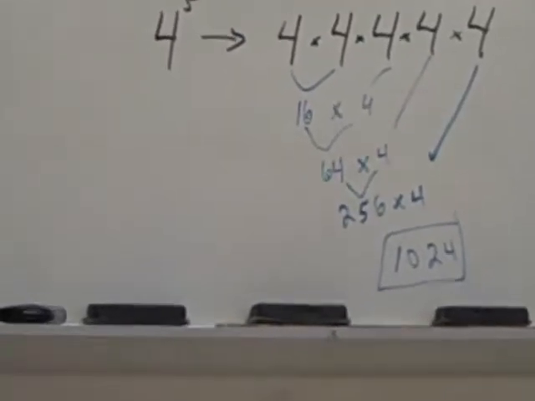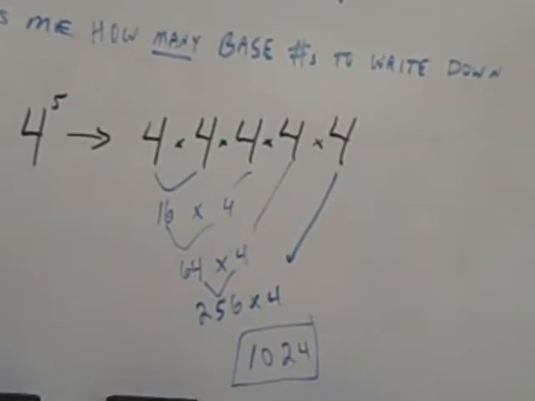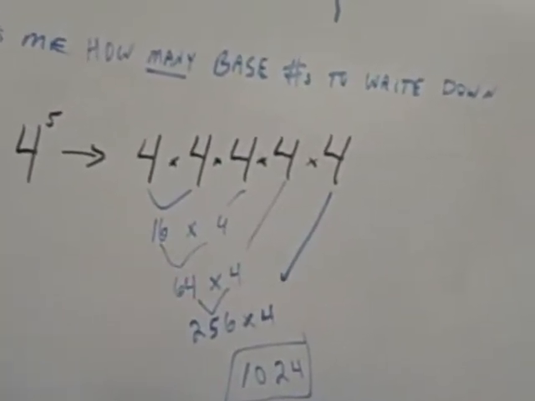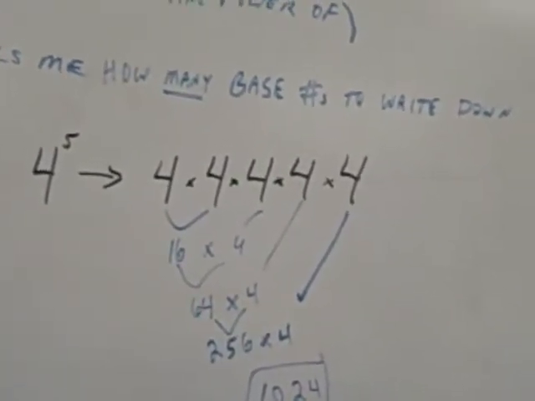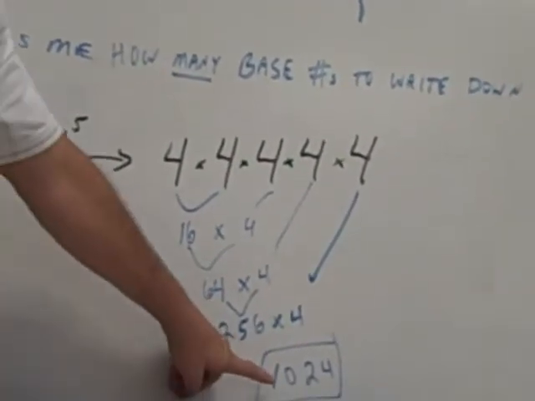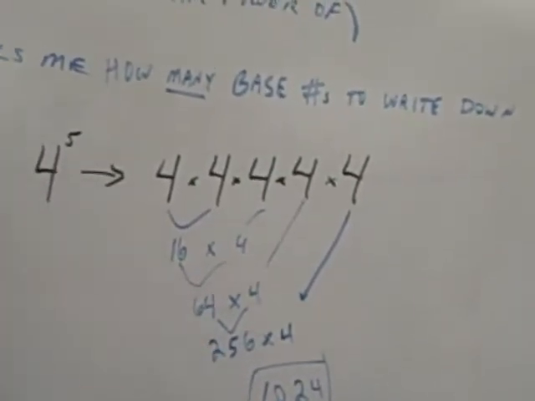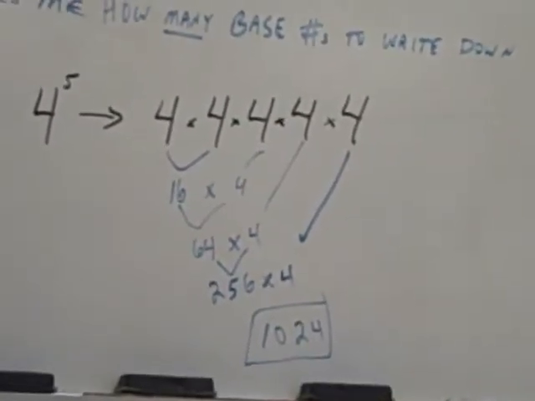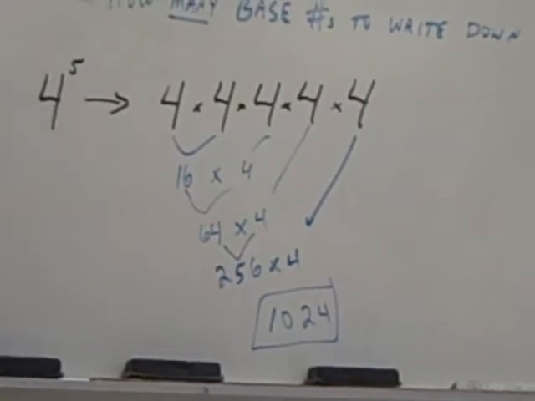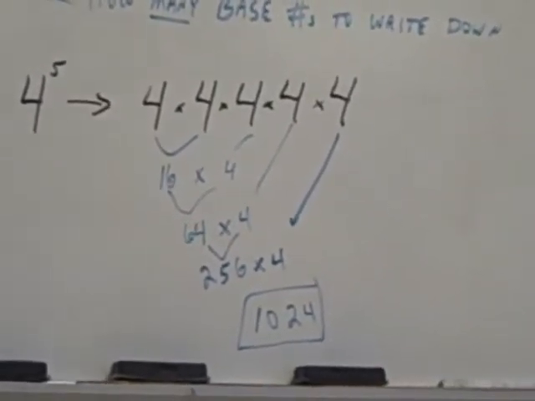Don't you ever just go straight into, oh, that's 20. That's not 20. That is 4 times 4 times 4 times 4 times 4, which is 1,024. There's a big difference between 1,024 and 20, isn't there? Wow. You better be ready.